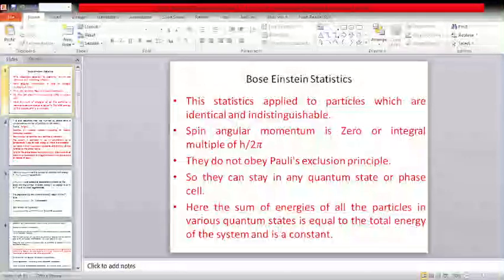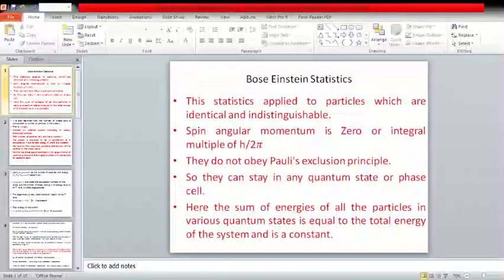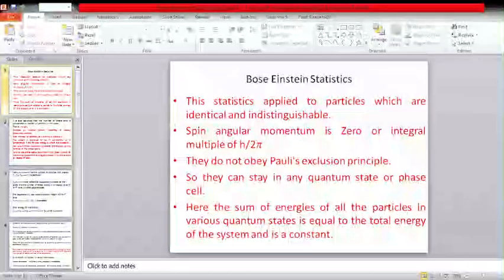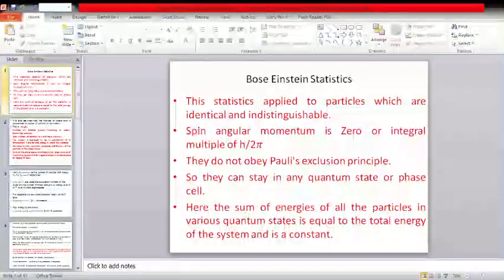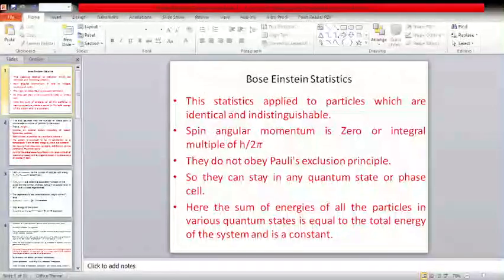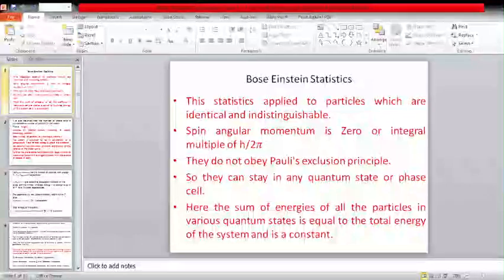Today I am discussing Bose-Einstein statistics. The properties of Bose-Einstein statistics are: these statistics apply to particles which are identical and indistinguishable. Spin angular momentum is 0 or an integral multiple of h by 2 pi. They do not obey Pauli's exclusion principle, so they can stay in any quantum state or phase cell.